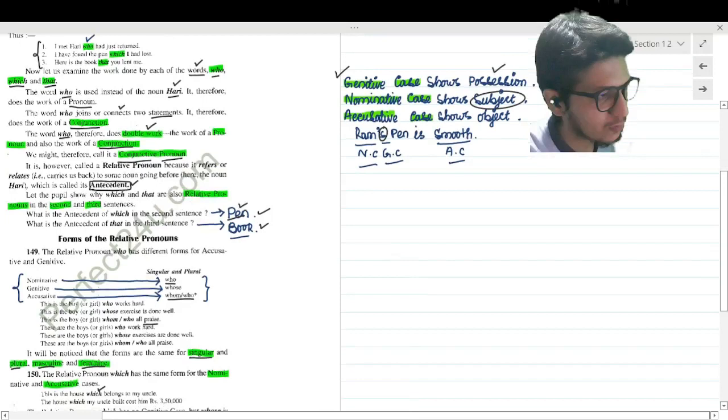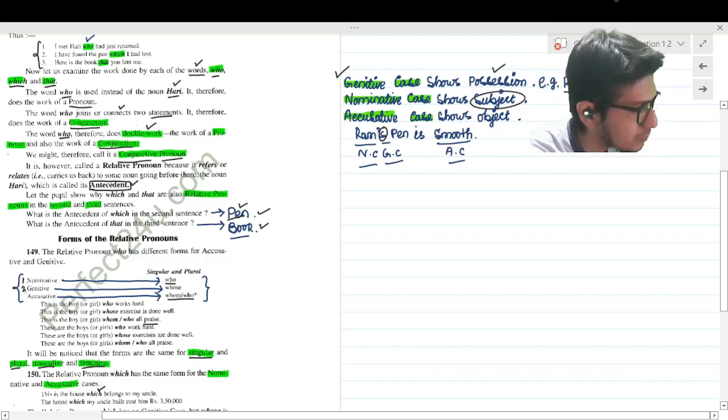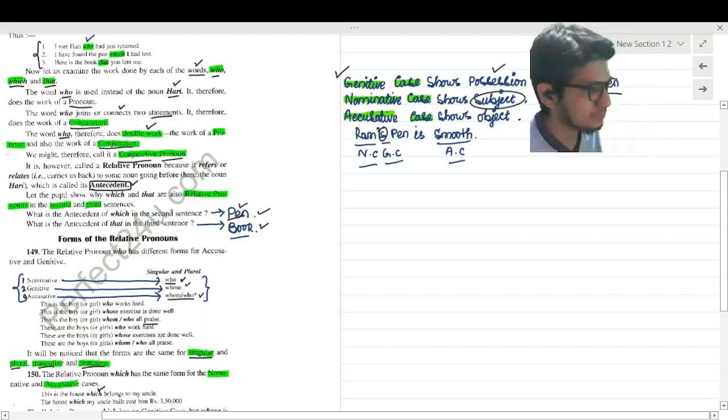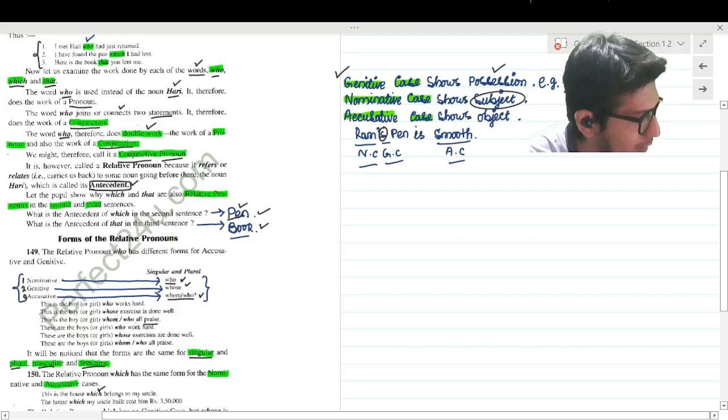Forms of relative pronoun. The relative pronoun who has different forms for nominative, genitive and accusative. Nominative singular and plural: who, whose, whom or who. This is the boy or girls whom or who all praise.